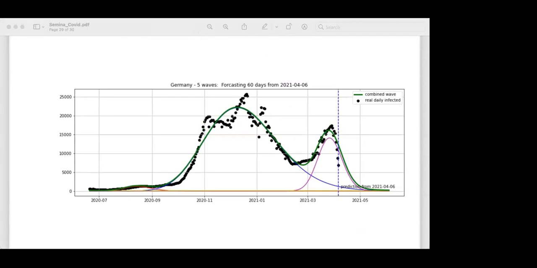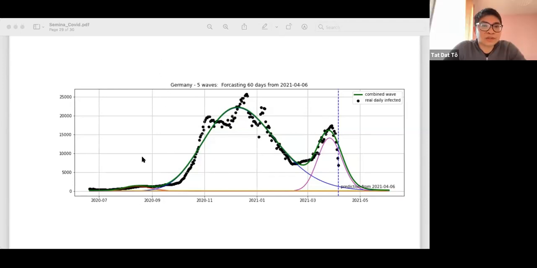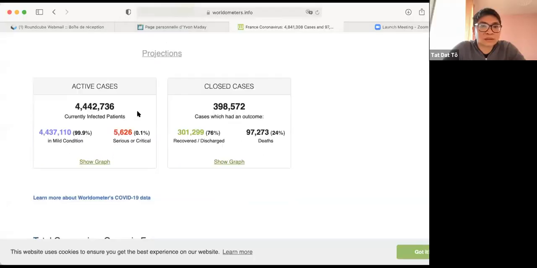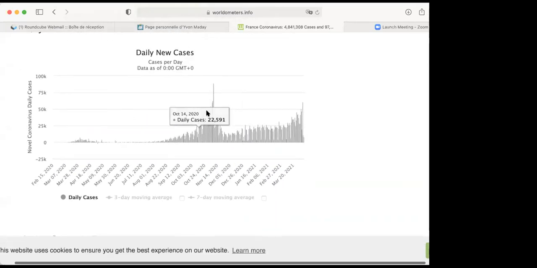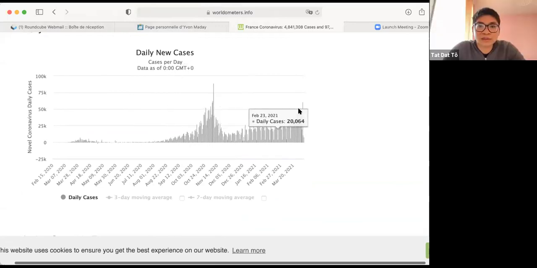Okay, but is it only on these curves, on this data that you show this? No, I mean in other countries like France as well, they have some oscillation like this. I can show you. I stop sharing this screen. For example, here in France, you see that? Yes, there is oscillation here. It goes up, goes down, and then goes up, and then goes down. It's similar.